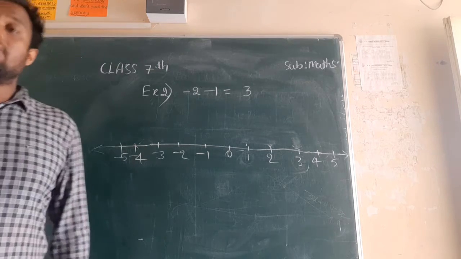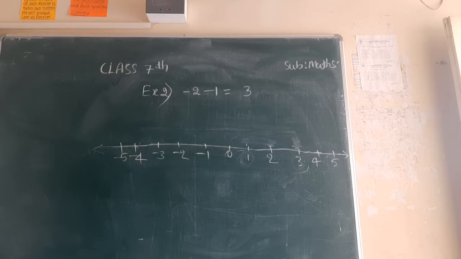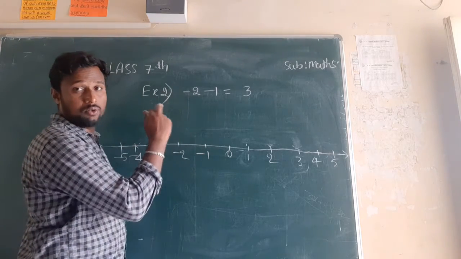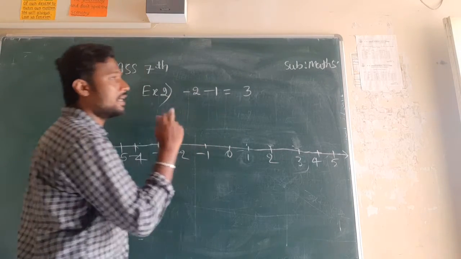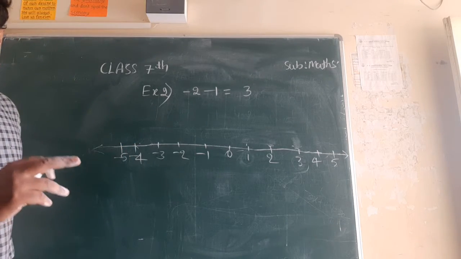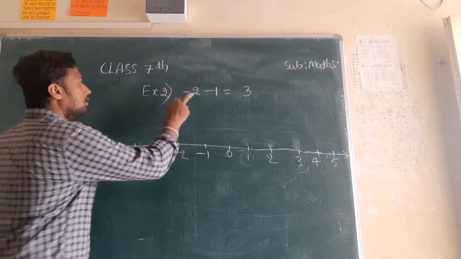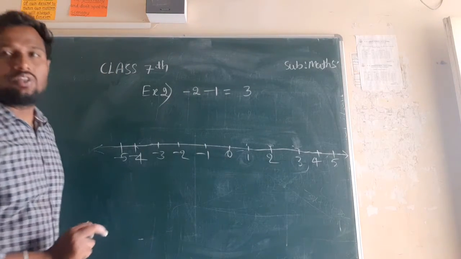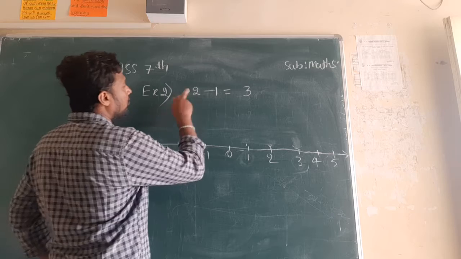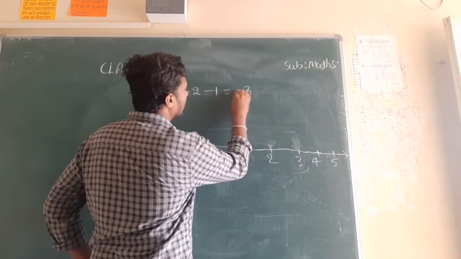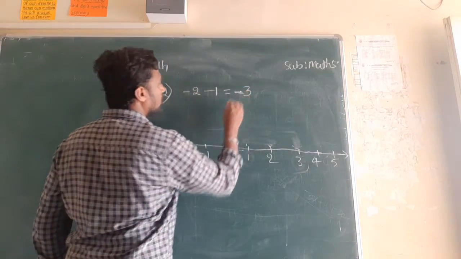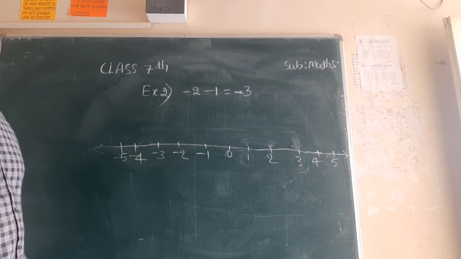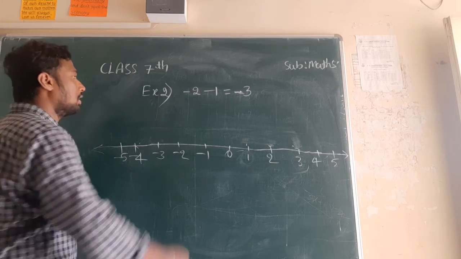Next, the sign which we have to consider here, minus, because you can see here what I told. You have to consider that sign which is in front of the bigger value. Here we have 2 and 1. Which is the bigger value? 2 is the bigger value. So here in front of 2 what we have? Minus. So I will consider here minus. So the answer what we got here? -3. Okay. So let us check this answer with this number line.